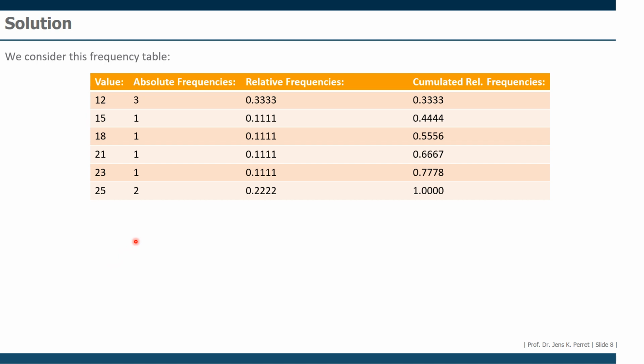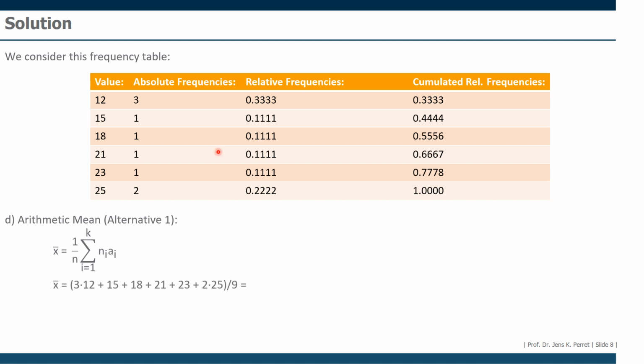So what we are calculating here, this alternative 1, is simply this formula, which means absolute frequency, n_i, times value, a_i. And we're going to do this for all of the different rows in the frequency table. And then we're going to add up all of this. That's the sum sign here. Once we did this, we're going to divide this by the number of observations. So it will look like this.